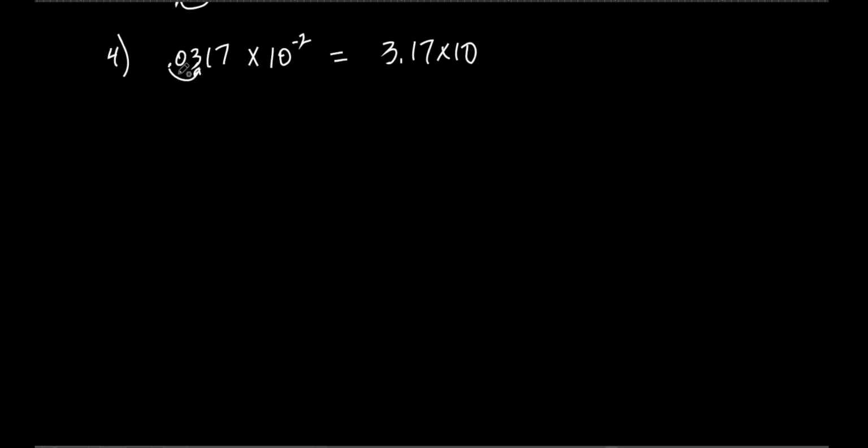Now, what we did is we made that smaller number a little bigger, so I'm going to have to make this number what? Smaller. So if this went to the right 2 places, this goes to the left 2 places.